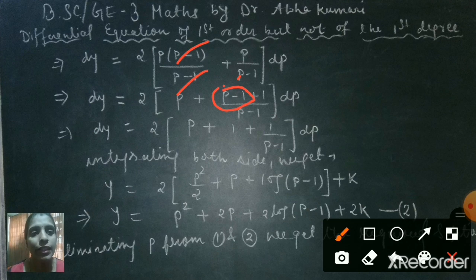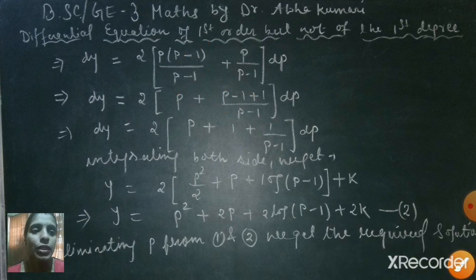That means we get the term in three parts, like p plus 1 by p minus 1, and 2 is outside the bracket, and then dp. Now integrating both sides, on the left hand side we get y, while on the right hand side we have 2 times bracket p square divided by 2 plus p plus log (p minus 1) and some constant say k. This implies y equals p square plus 2p plus 2 log (p minus 1) plus 2k. Put it as equation number 2.